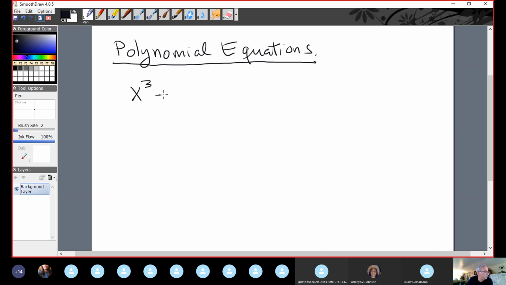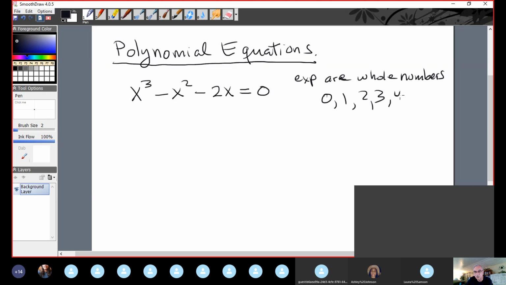For example, x cubed minus x squared minus 2x equal to 0. This is expressed in a standard form, nice. Degree 3, degree 2, degree 1, and that's it, equal to 0. This is a polynomial because the exponents are whole numbers. Whole number means 0, 1, 2, 3, 4, 5. Okay, no negative, no fraction.